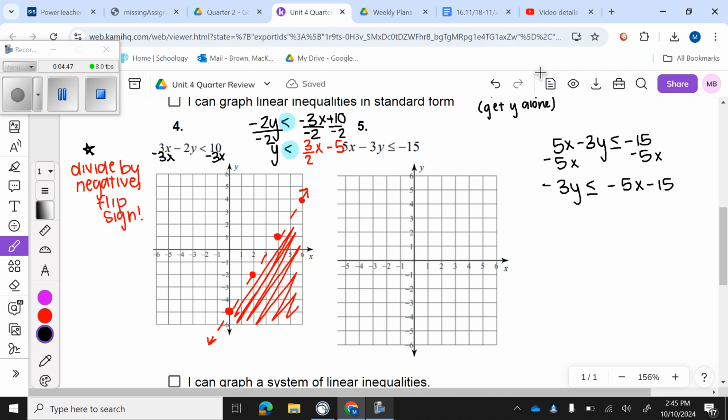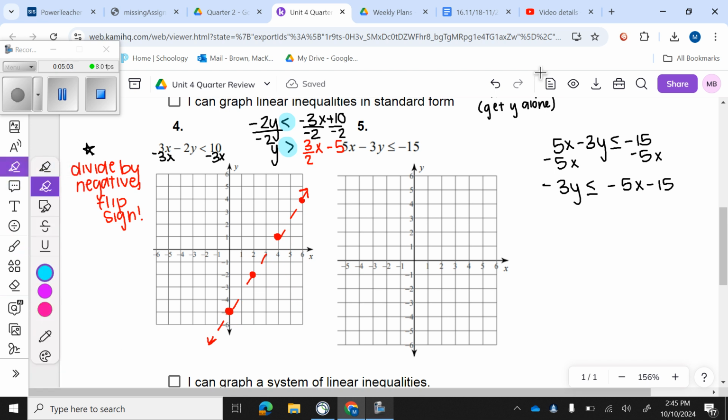All right, I still got to, oh, y'all, I made a mistake over here. Sorry, go back to number 4. I never flipped this sign. This guy should be going this way now. So when I shade, there should not be shading over here. That's a greater than sign. The shading should be here. I hope y'all caught that without me. Make sure you flip the sign.